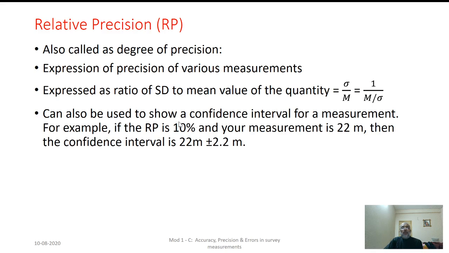It can also be used to show the confidence interval for a measurement. So, for example, if this relative precision is 10% and the measurement is 22 meter, the confidence interval is 22 plus or minus 2.2 meters.